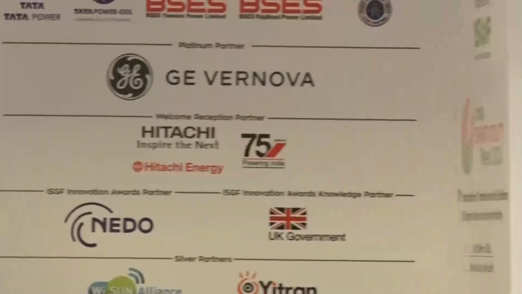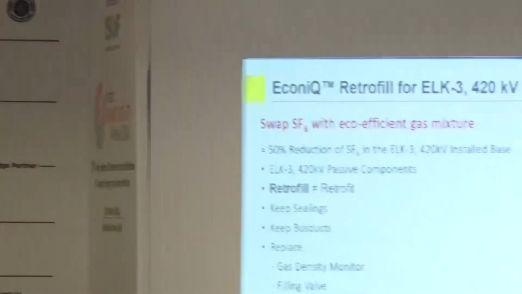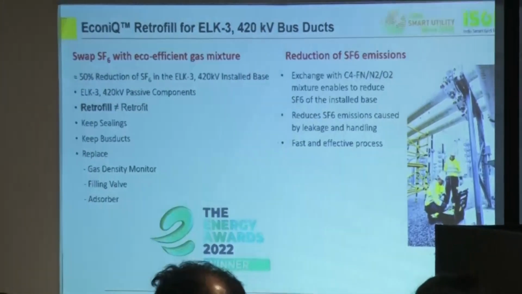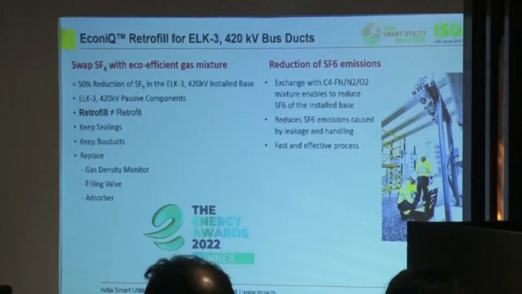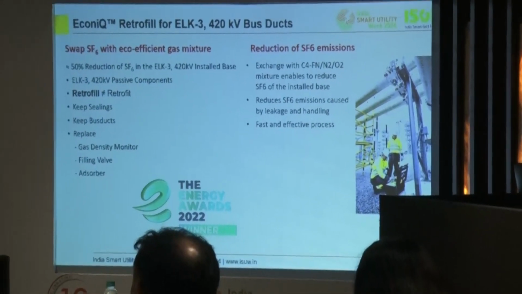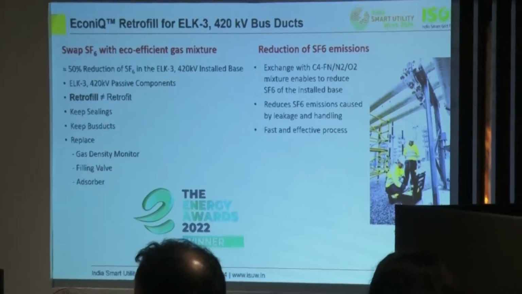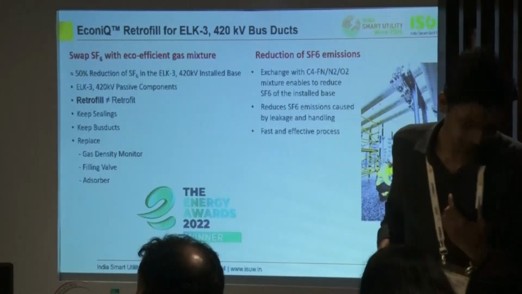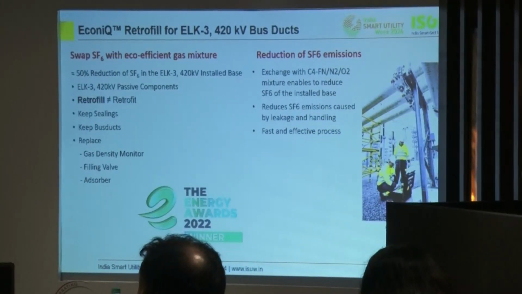If you see, our retrofill mixture will have a composition of C4FN, which is a fluoronitrile gas, along with the nitrogen and the oxygen. So this composition, I can mention that we use 10% of fluoronitrile along with 85% of nitrogen and 5% of oxygen. Nitrogen and oxygen, by virtue of their property, they are natural gas, so there is nothing to worry. And this mixture has sufficient capabilities which are comparable to the SF6 gas.